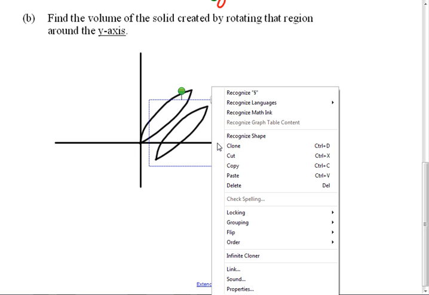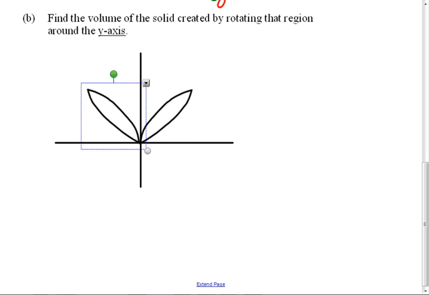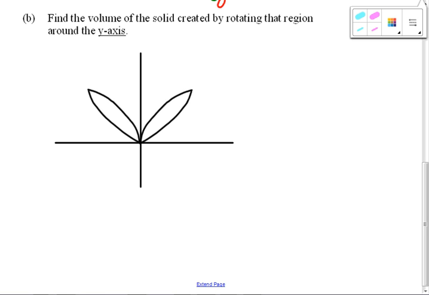Mm-hmm. Yes. Almost looks like rabbit ears. Should I color it? Oh, let's do blue.